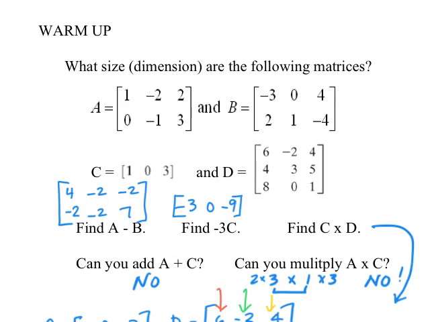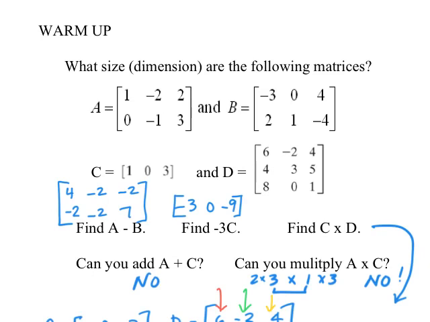Then it asks, can you add A and C? And the answer is no. A is a 2 by 3 and C is a 1 by 3, so they're not the same dimensions. Next it asks, can you multiply A times C? A, like we said, is a 2 by 3. C is 1 row by 3 columns. So when I look for that inner match, which I must have, I don't have it. So the answer is no, they cannot be multiplied together.